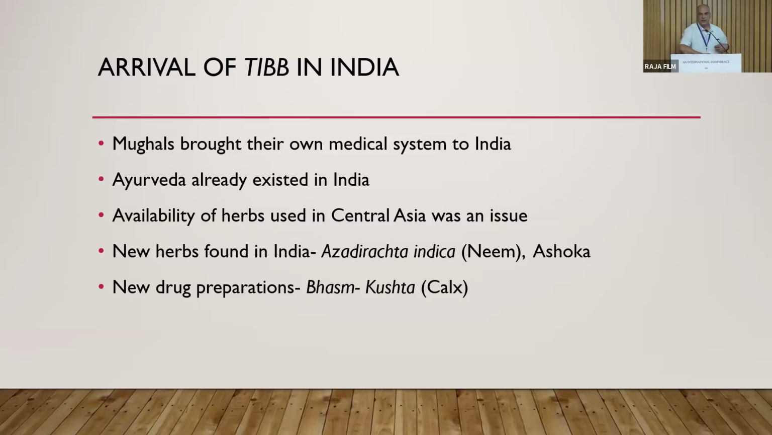One issue they faced here, because of the different phytogeography, was that some of the herbs available in Central Asia, which they were using in that medicine, were not available in India. And some new herbs which were being used in India were not being used by these hakims or physicians at that time. So the main challenge for them was to get these new medicines incorporated into their own system. Some new herbs which they found here were neem and ashoka, and even new drug preparations like basma, which was specifically used in Ayurveda and was not prevalent in Unani medicine. But Unani medicine adapted this, and now it's called Kushta in Unani medicine. So next, okay.